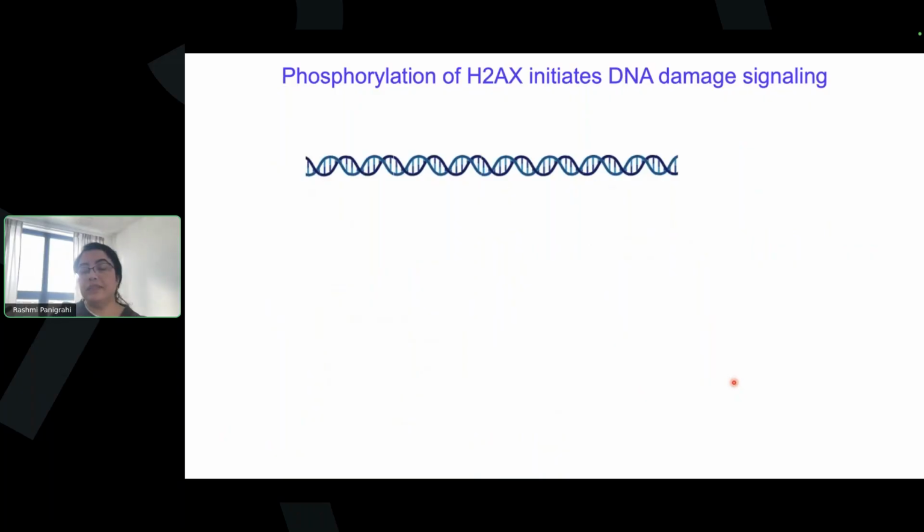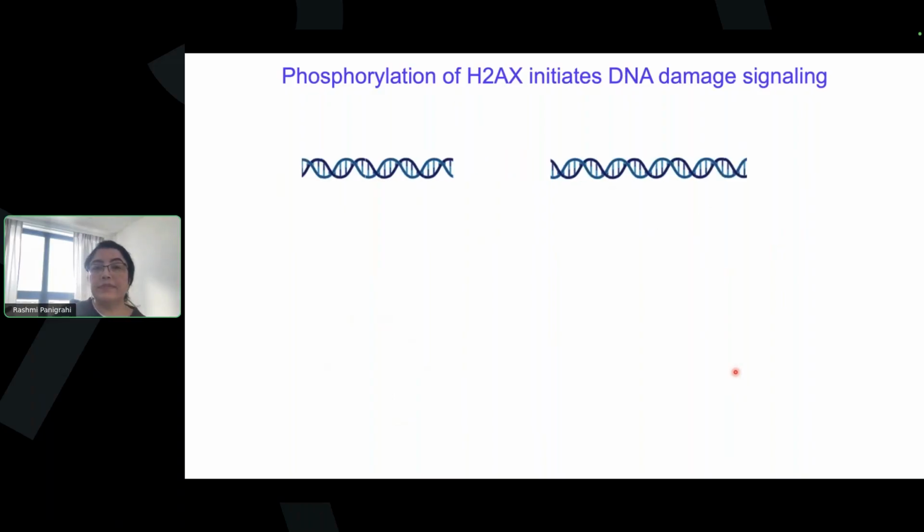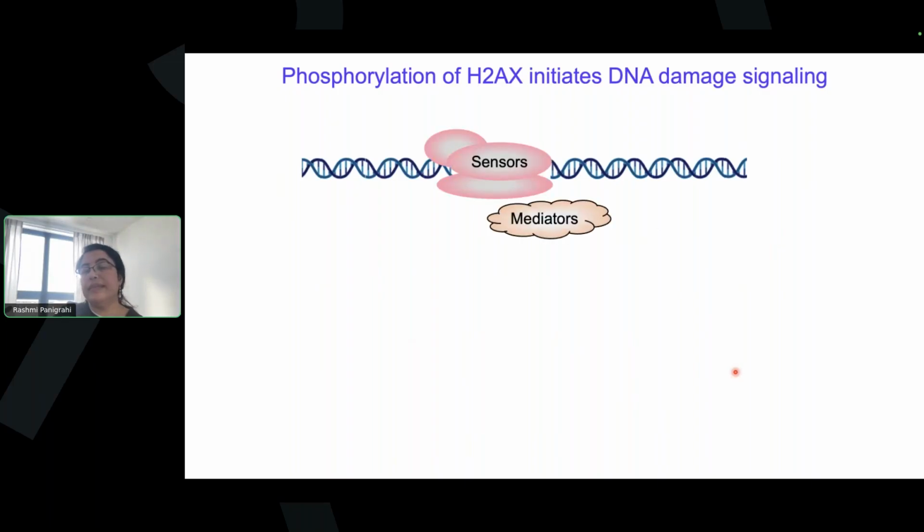So what happens during DNA double-strand break? The break is recognized by sensor protein complexes, which then recruit mediator proteins, which get phosphorylated, and thus the mediator is activated. And then the activated mediator phosphorylates the nucleosomes, which contain the H2AX variant, in the periphery around megabases of this damaged site. And this is called DNA damage signaling.